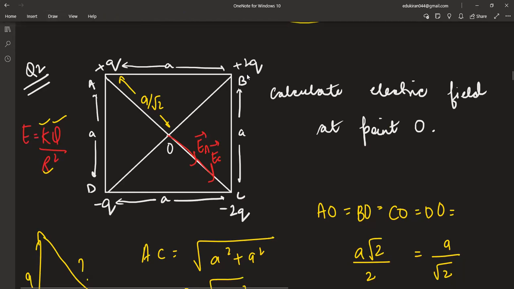Come to point B, which was left. Again, this is a positive charge, so we'll move away from it.